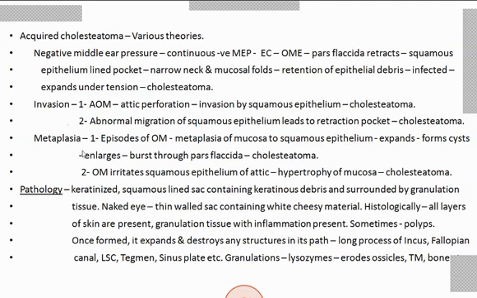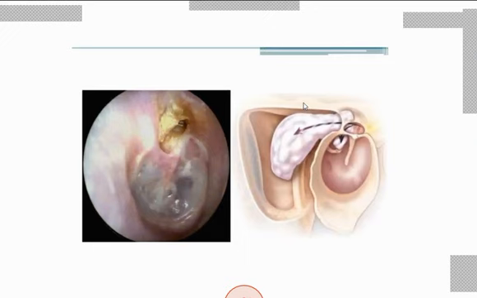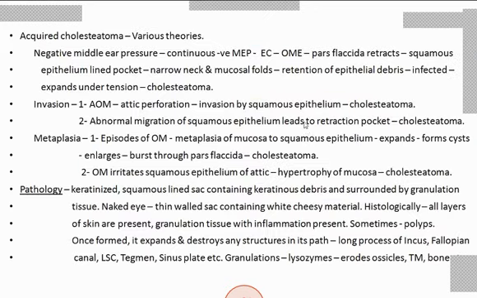The other theory is metaplasia. Episodes of recurrent otitis media may lead to metaplasia of the mucosa into squamous epithelium in the middle ear, and this expands and forms cysts which enlarge, burst through, cross the attic region, and cause cholesteatoma. So this metaplasia is known to occur in any type of respiratory mucosa, not only in the middle ear, can occur in other parts of the upper respiratory tract. Second way, where it's metaplasia, is irritation of the otitic medium of the squamous epithelium, which will lead to hypertrophy of the mucosa and gradual formation of the cholesteatoma.